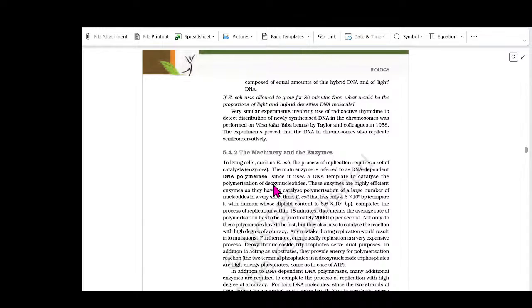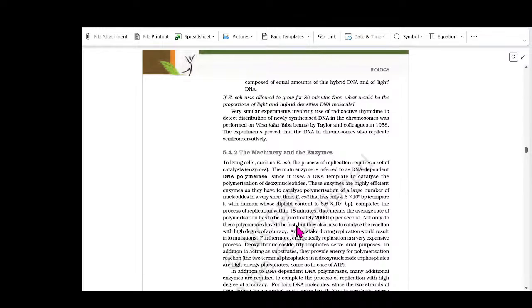deoxynucleotides. These are highly efficient enzymes, as they have to catalyze the polymerization of a large number of nucleotides in a very short time. E. coli, that has only 4.6 × 10^6 base pairs, compare it with human whose diploid content is 6.6 × 10^9 base pairs, completes the process of replication within 18 minutes. That means the average rate of polymerization has to be approximately 2000 base pairs per second.